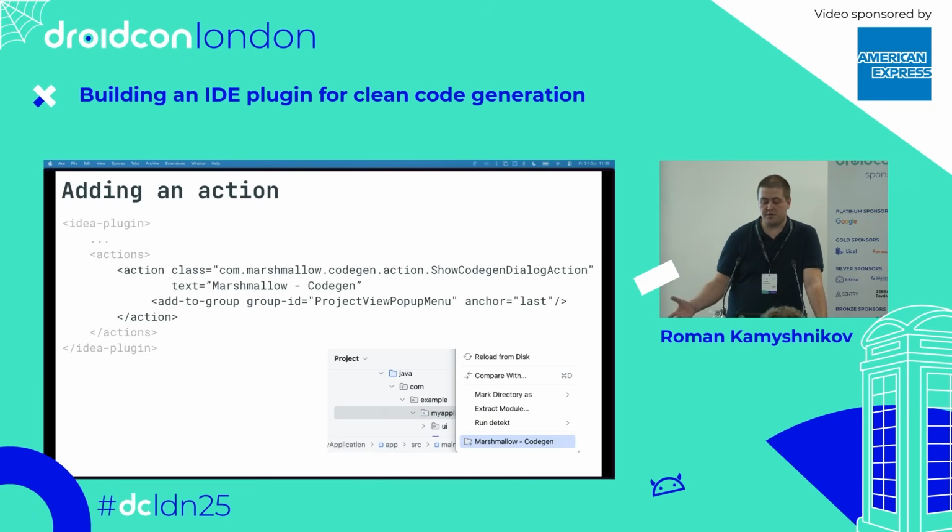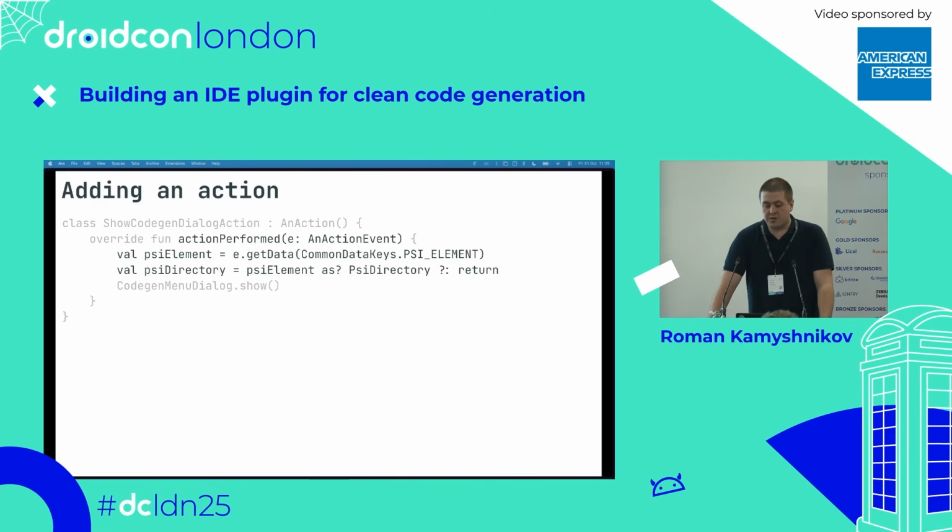If we look at the declaration of an action, it's very similar to what you would see for Android. You have the class that is implementing that action. Here we are also providing the text that we want to display to the user. And also we're saying that we want our action to appear in the group with the certain ID project view pop-up menu. Now, the way that I was able to figure out what the ID is here is by using the UI inspector that I mentioned earlier. So remember that, it's a helpful tool.